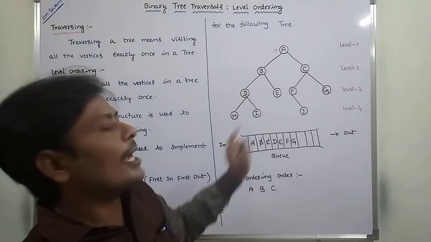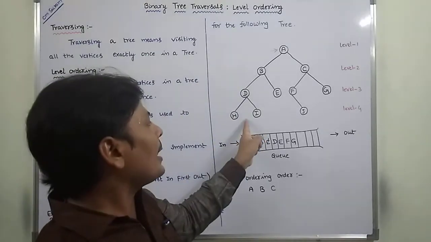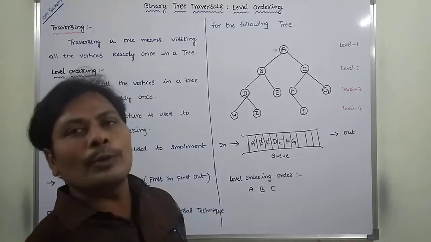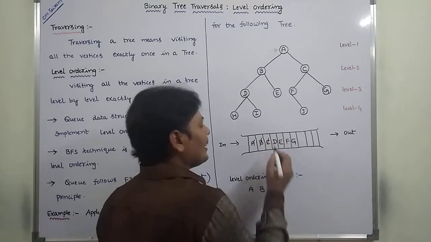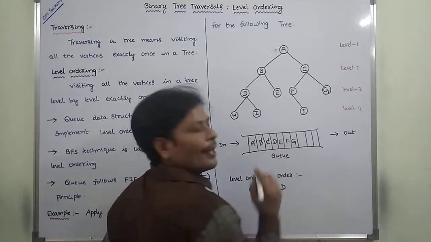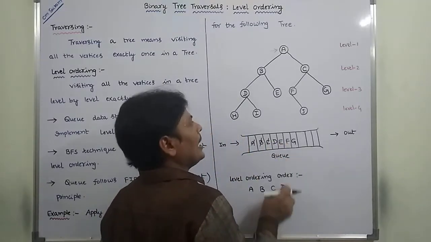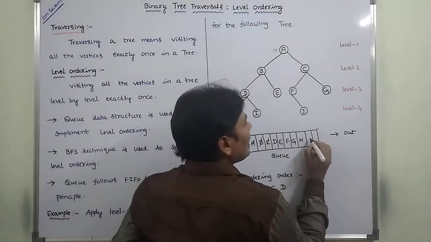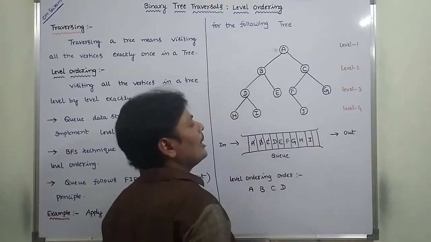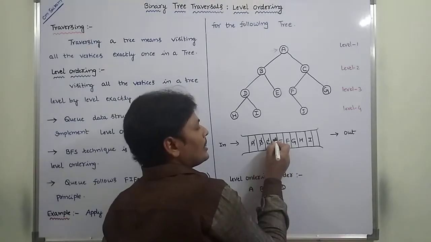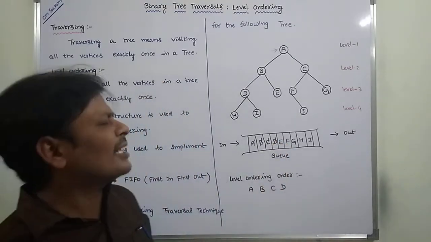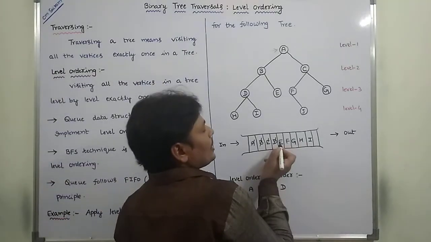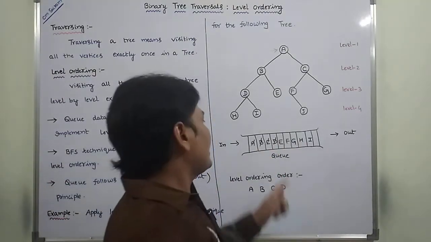Now what are the adjacents of vertex D? That is H and I. So before inserting its adjacents H and I into the queue, first visit the vertex D. After visiting vertex D, its adjacents H and I are inserted. Now D is removed from the queue, that is the DQ operation. Next, what is the next vertex in the queue?